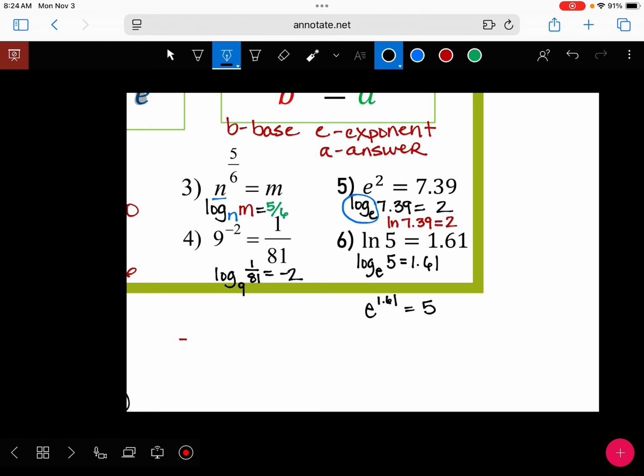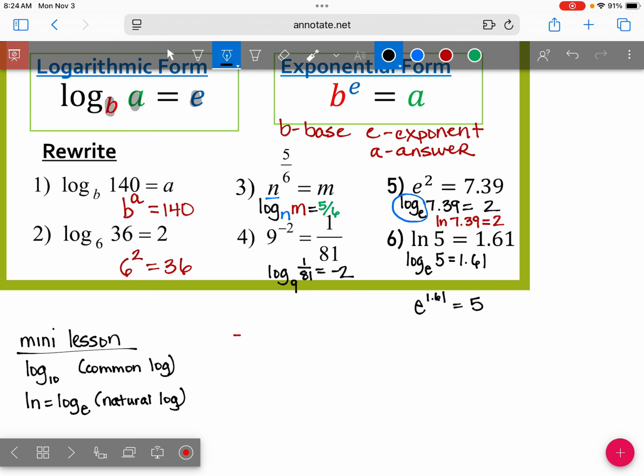All right, let me go ahead and zoom out. All we started off doing was a rewrite. We rewrote the logs as exponentials, and then we rewrote our exponentials as logs. Any questions about those first 6 questions?